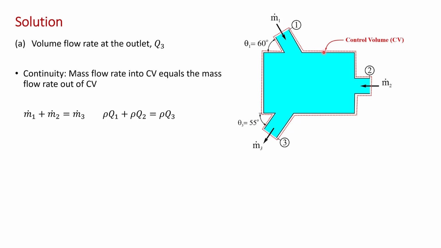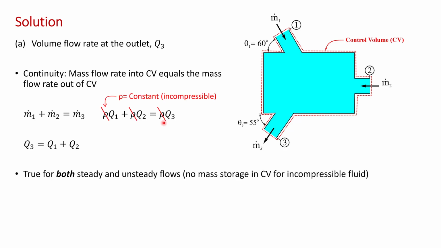Conservation of mass, in other words, continuity, requires that the mass flow rate into the control volume is equal to the mass flow rate out of the control volume because there's no mass storage. We have two inlets at 1 and 2 and one outlet at 3. So m-dot 1 plus m-dot 2 must equal m-dot 3. Recall that mass flow rate is equal to density times volume flow rate, so we can express this as rho Q1 plus rho Q2 must equal rho Q3.